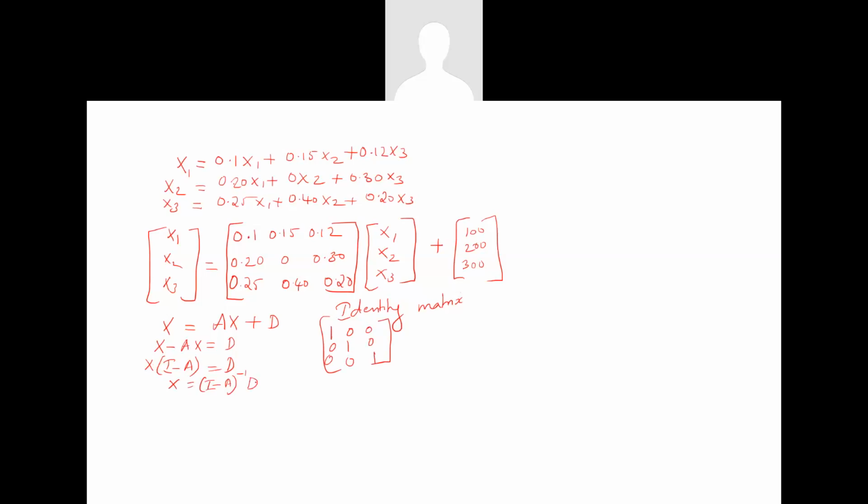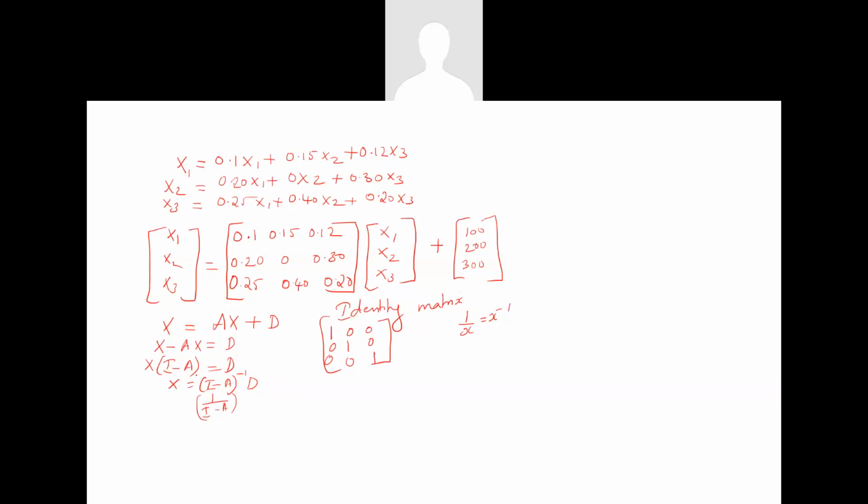Again, that is something you have learned earlier. Instead of writing 1 by X, you usually write X raised to minus 1. Similarly, 1 by I minus A can be written as I minus A raised to minus 1, or in matrix parlance we call it I minus A inverse into D.